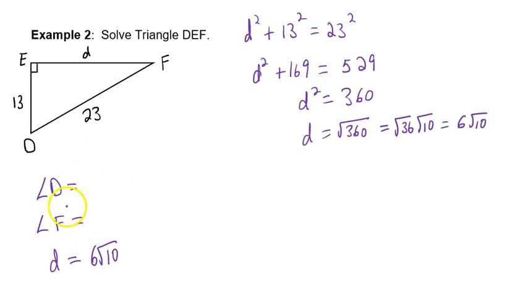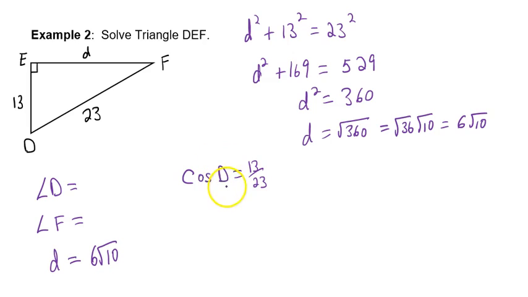Now to get one of my angles, I'm going to start with D. I'm just going to look at two of the sides that I know for sure. I know the 13 and the 23. In relationship to the D, the 13 is the adjacent side and the 23 is the hypotenuse. So adjacent and hypotenuse go with cosine. So I'm going to write the equation cosine of D is 13 over 23.